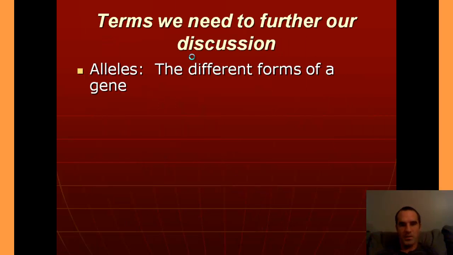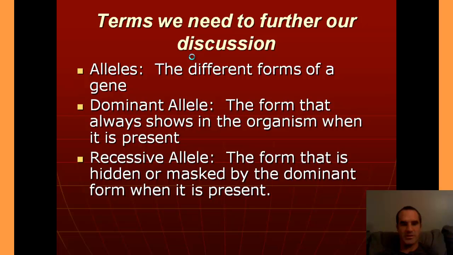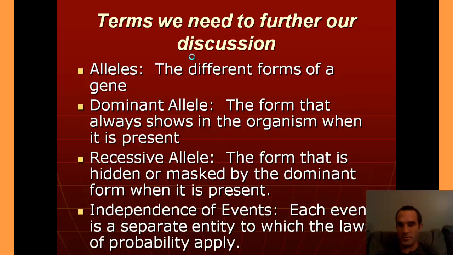And then this next section is also going to be review, so you do not have to write this, but I'm just going to go through it again. Alleles are different forms of a gene. Dominant allele is the one that shows. Recessive allele is the one that would be masked by dominant, and it would only show up when there are 2 recessive alleles.